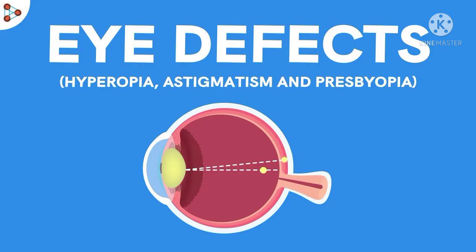The next topic is defects in the eye. A normal human eye can clearly see all the objects placed between 25 cm and infinity. For some people, the eye loses its power of accommodation. Hence, their vision becomes defective. Let us discuss some of the common defects of the human eye.